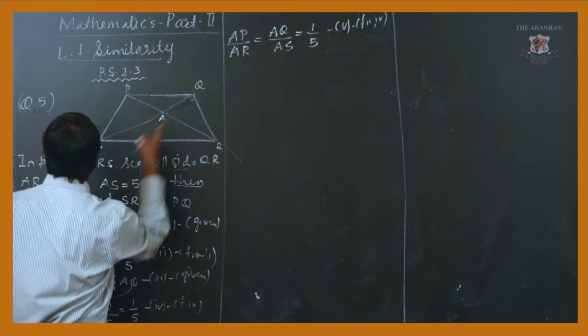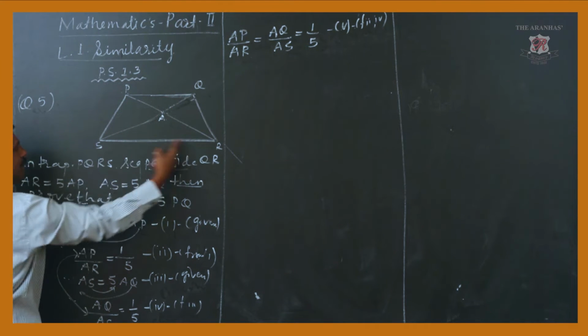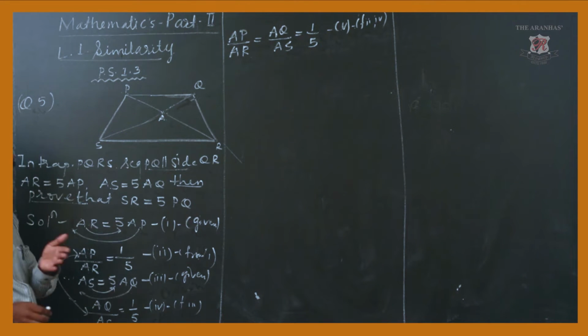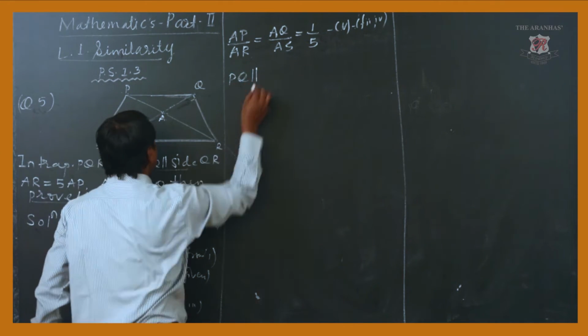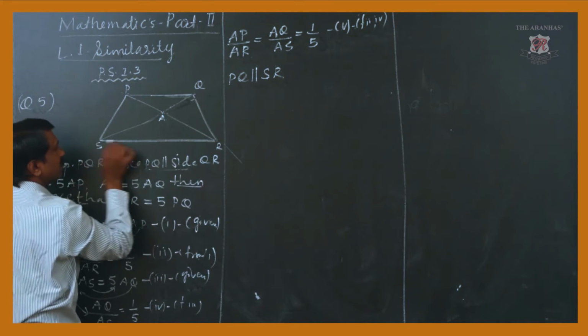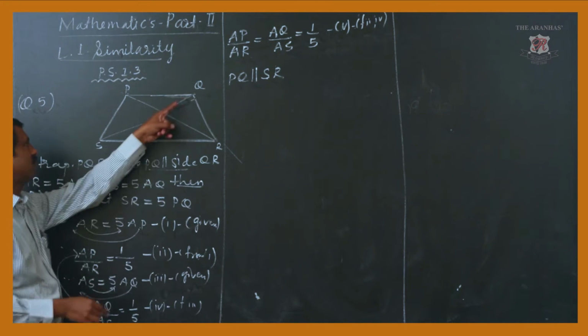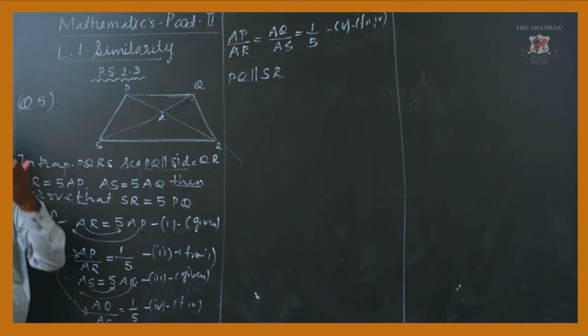In the trapezium, what is given? Trapezium PQRS, segment PQ is parallel to SR. Here we use the concept of two parallel lines and a transversal. I will write it: PQ is parallel to SR. This PQ segment is parallel to SR, and there are two transversals, one is QS and another is PR. It depends on you which one you are going to take.